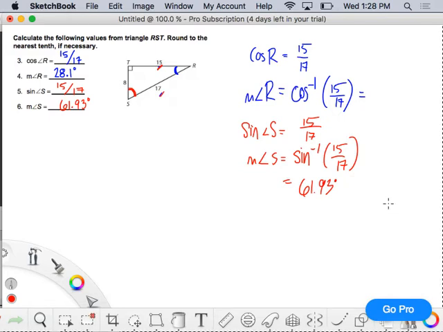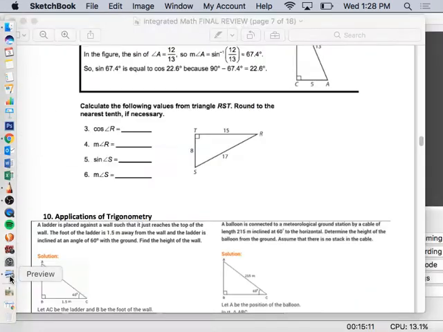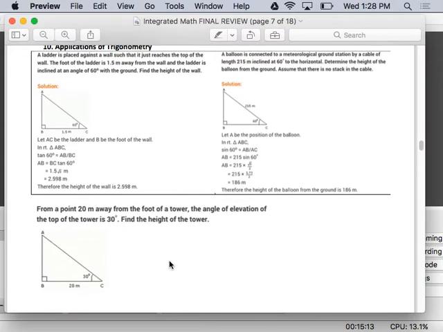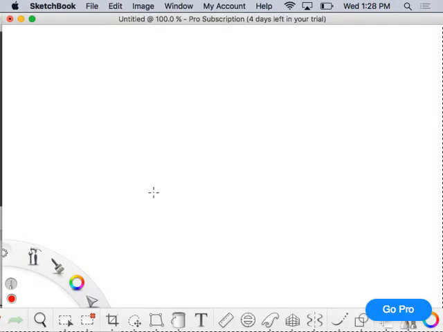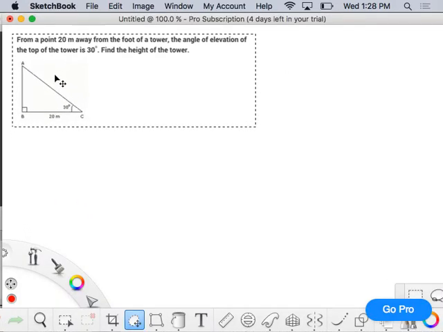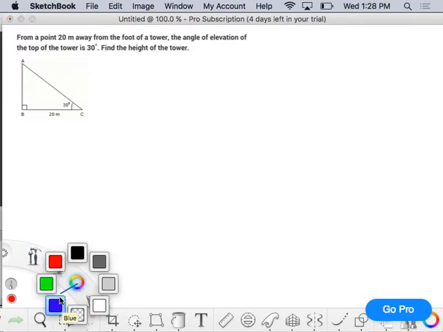All right, next, moving forward. Now you're going to have an opportunity to work independently. The next is applications of trigonometry. You'll see here that there are example questions that you can look at, but what you're going to do on your own is this question here. From a point 20 meters away from the foot of a tower, the angle of elevation of the top of the tower is 30 degrees. Find the height of the tower.